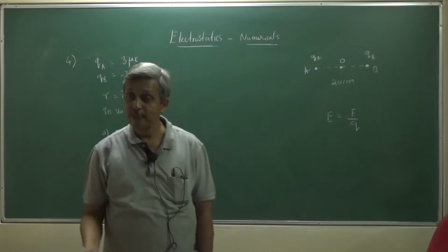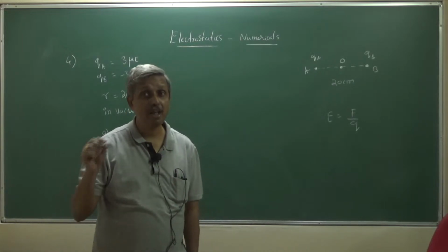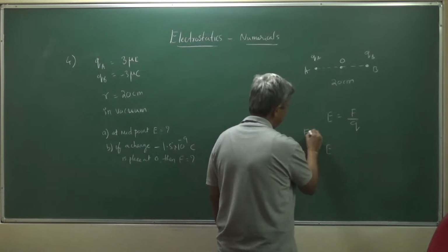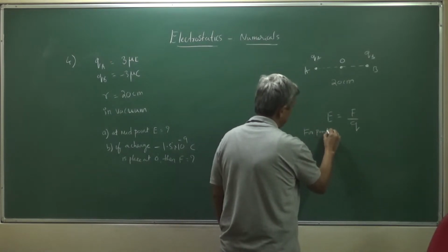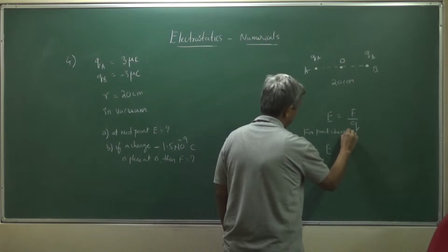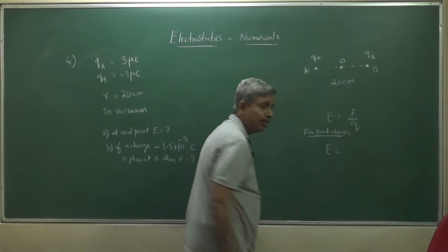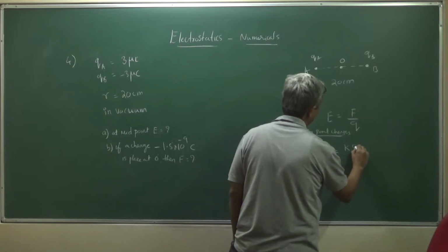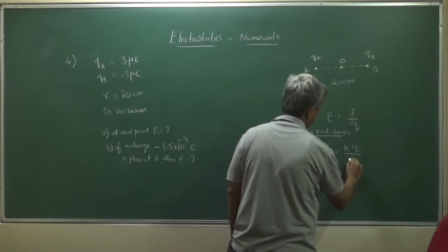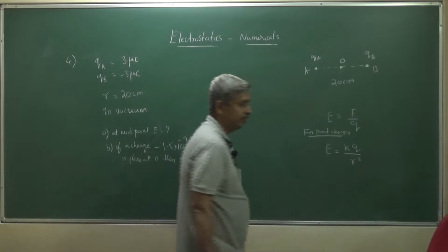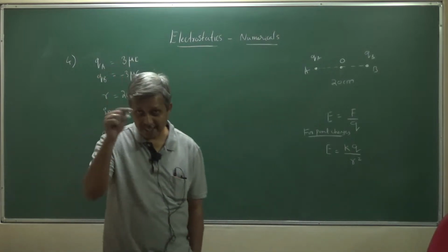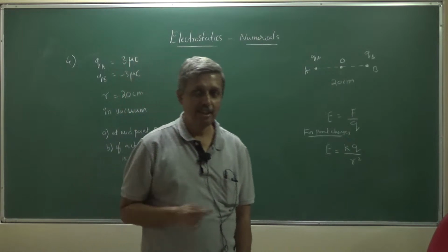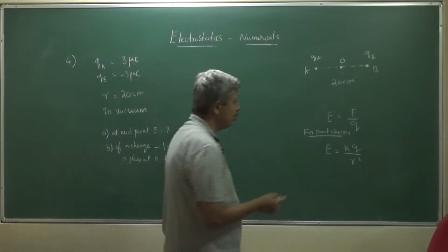Now, however, for point charges, there is an electric field formula already. For point charges, electric field is equal to K into Q by R square, or 1 by 4 pi epsilon naught, that is K. We can use K instead of 1 by 4 pi epsilon naught, into Q divided by R square.